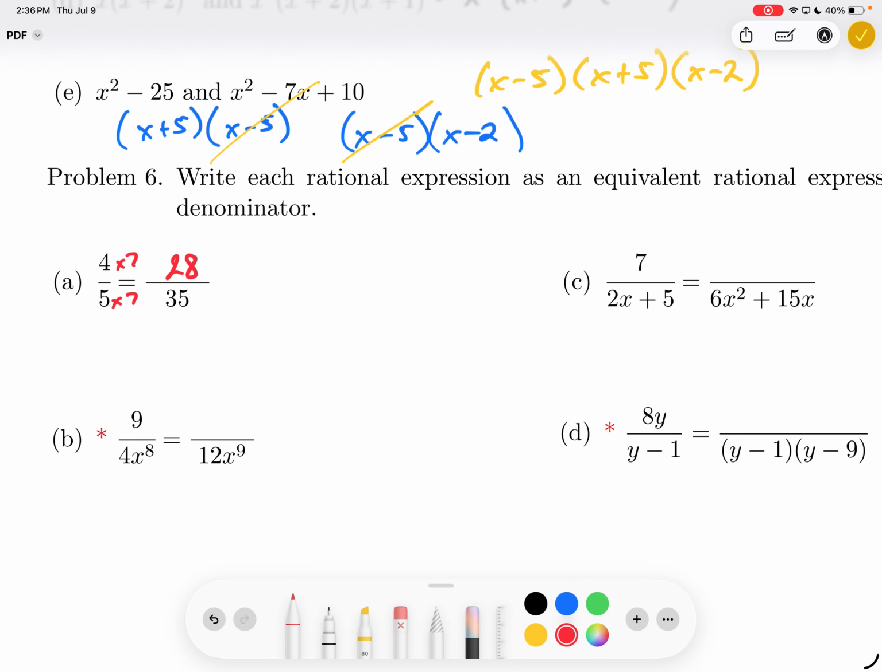But if I had, I don't know, a piece of pizza and cut it into 5 slices, I gave you 4 of them. It'd be the same thing as if I cut it into 35 slices and gave you 28 of them. You'd have the same amount of pizza. On the next one, how do I go from 4x to the 8th to 12x to the 9th? I'm missing 4 times 3 would be 12, right? And then I'm missing an x. So if I multiply the bottom by 3x, I need to multiply the top by 3x.